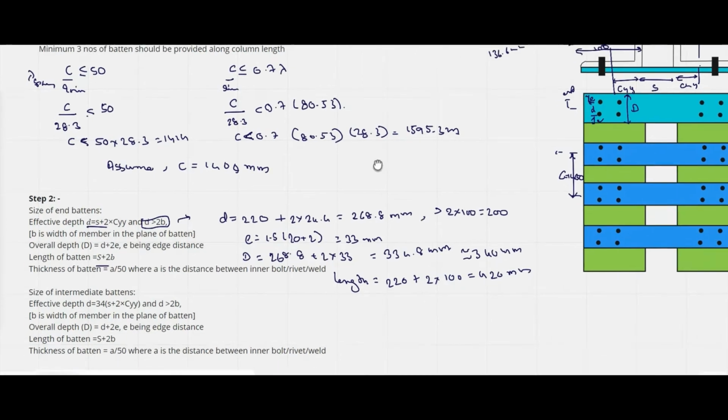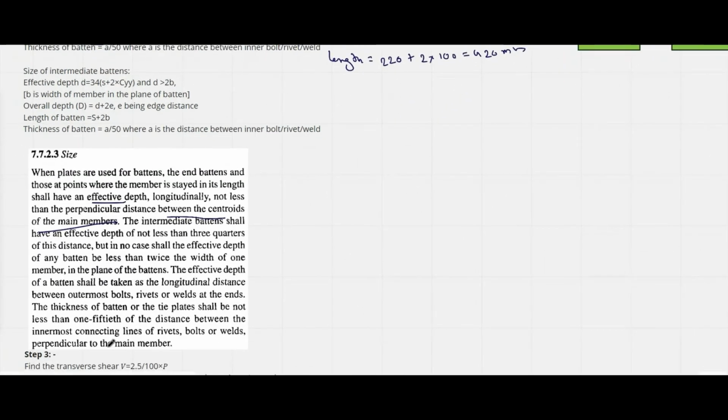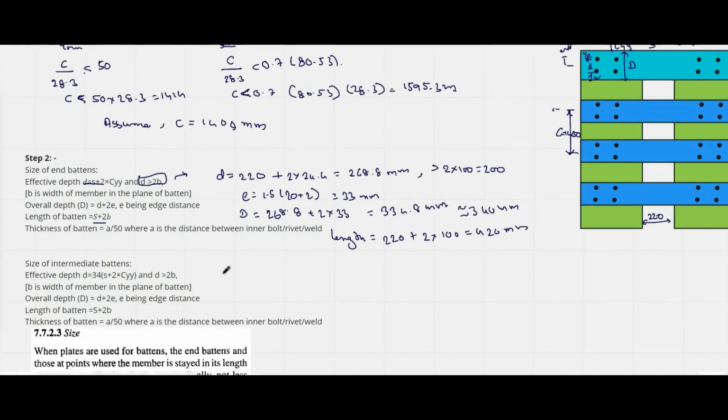To calculate the thickness of the batten system, it is given that the thickness of battens shall not be less than 1 by 50th of the distance between the innermost connecting rivets, bolts or welds. So the thickness of the end batten is nothing but 1 by 50th times the distance between the inner bolts or rivets.